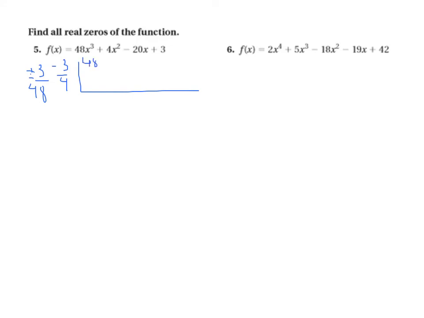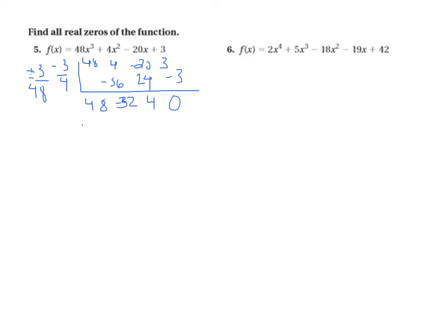And then 48, negative 20, 4, and 3. Bring down the 48. So 48 times negative 3/4 is negative 36. So you get negative 32 in the next spot. Negative 32 times negative 3/4 is 24. So you get 4. 4 times negative 3/4 is negative 3. So you get 0. We should always get the zero when you're finding the zeros.